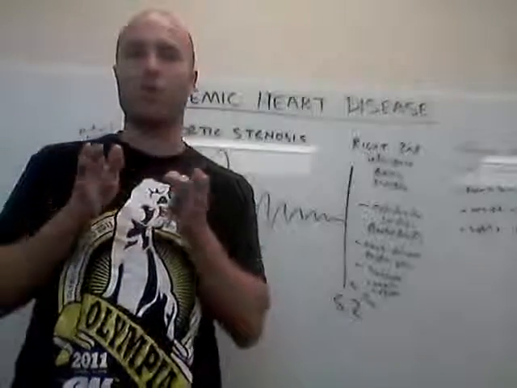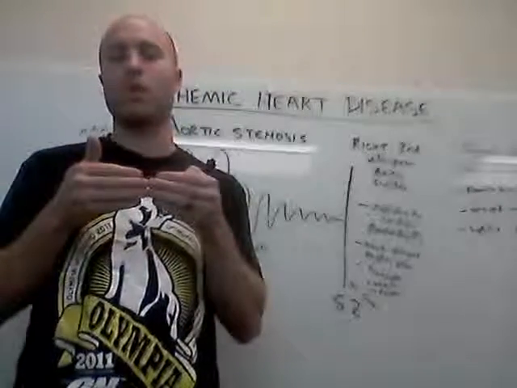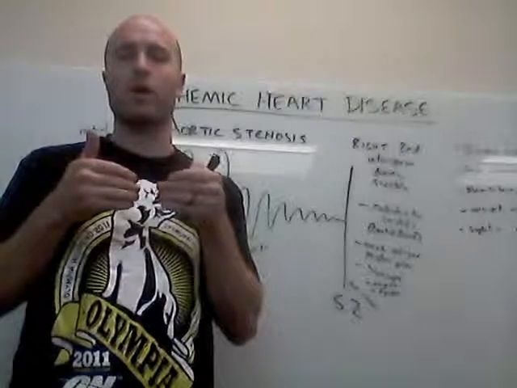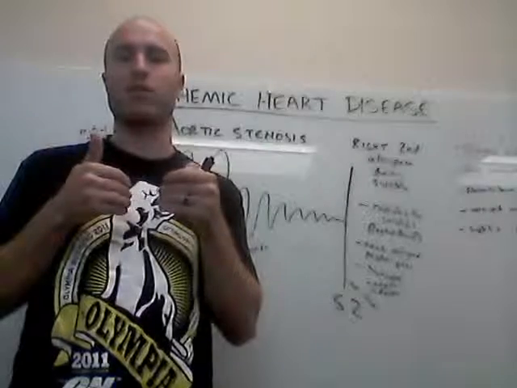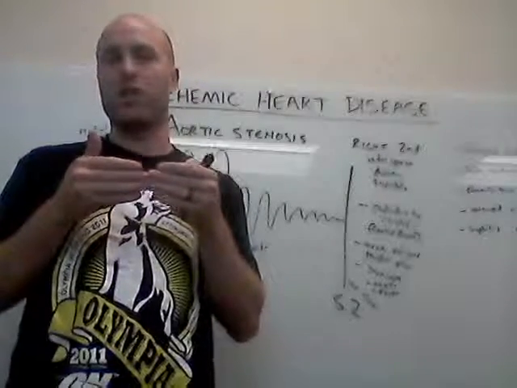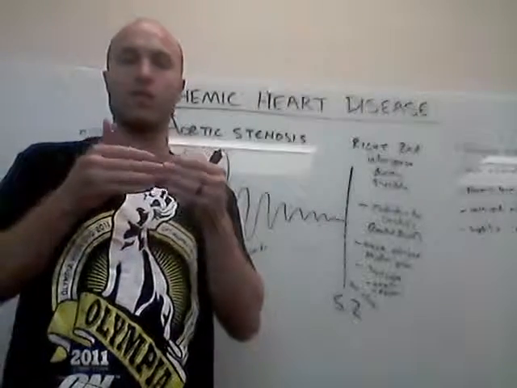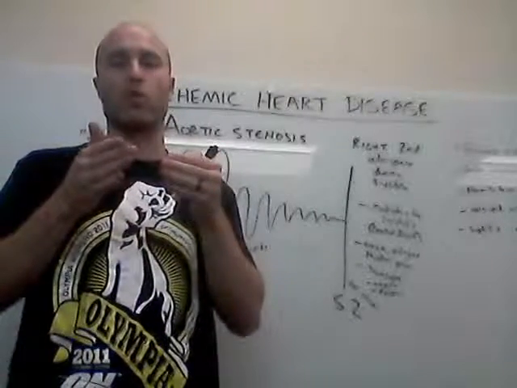Normally you want a valve to open all the way, and when it closes, you want it to close all the way. If it doesn't open all the way, they call this stenosis. And if it doesn't close all the way, so it stays open and blood can regurgitate back through, they call this regurgitation. The part of the differential diagnosis I'm talking about now is aortic stenosis, meaning this valve only opens part of the way.